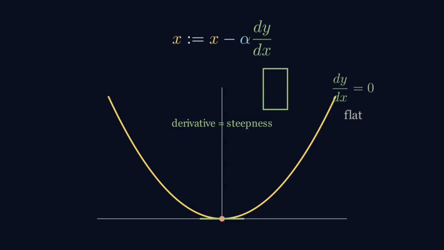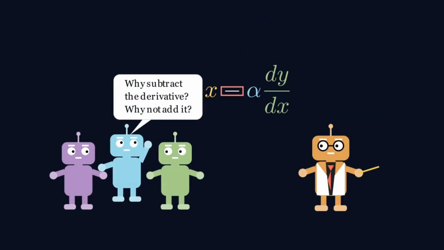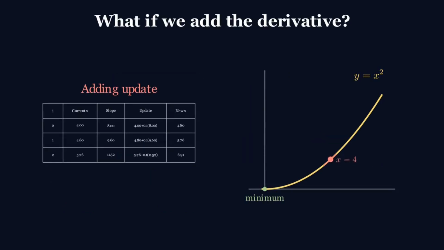But there's something else you may have noticed. Why are we subtracting the derivative? Why not add it instead? Well, imagine you add the derivative. Instead of walking downhill, you'll actually be walking uphill. We'll move further and further away from the minimum.